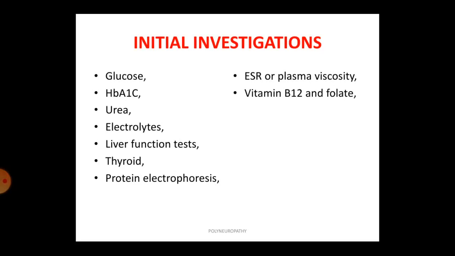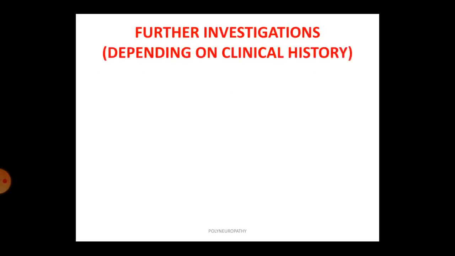Then vitamin B12 and folate, so deficiency of these will affect the function of the nervous system. Out of these, vitamin B12 deficiency is very common, especially in vegetarian people, and they suffer from polyneuropathy. It is also known as nutritional deficiency type of polyneuropathy. And chest x-ray to identify other inflammatory processes in the body. Then further investigations based on the patient's clinical history.